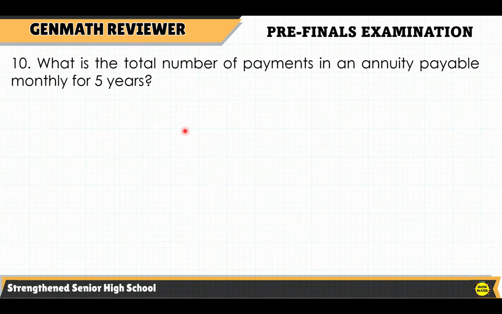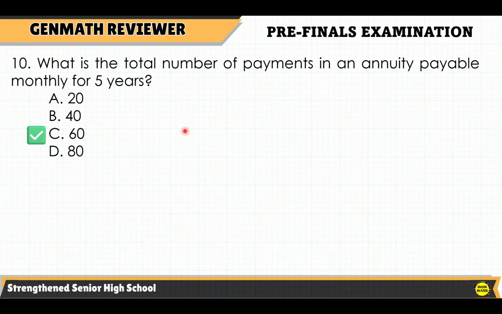This is the last question. What is the total number of payments in an annuity payable monthly for 5 years? A 20, B 40, C 60, D 80. Okay, you can compute this mentally. So what's the answer? Letter C.